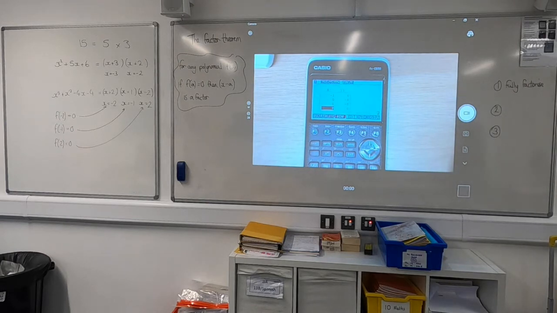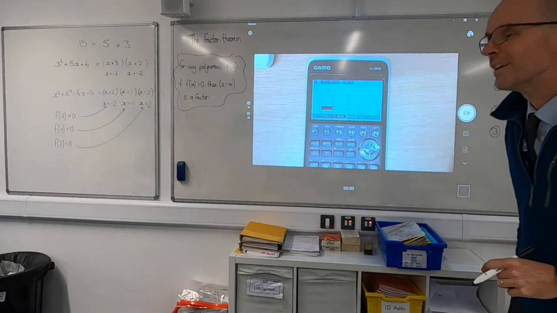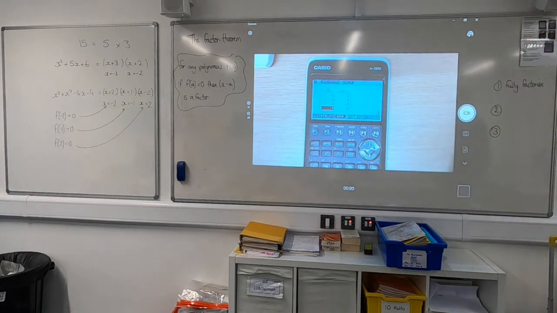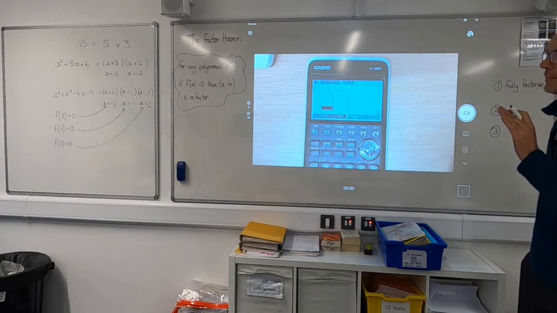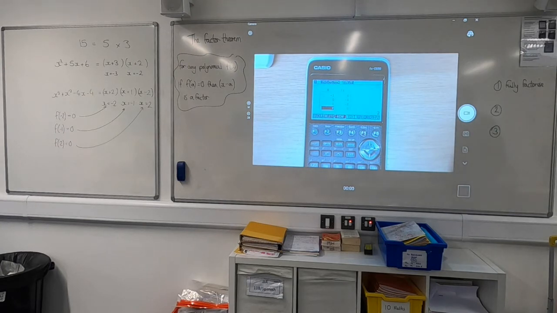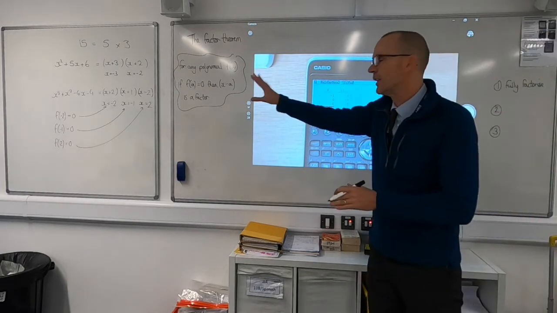How would they expect us to do this without calculating? Well, you'll see how they actually ask it in exam questions. So you wouldn't actually get an exam question that asked you to do that. But you can always use this method to check. So the first sort of problem I'm calling fully factorised. Here's a cubic, fully factorise it.